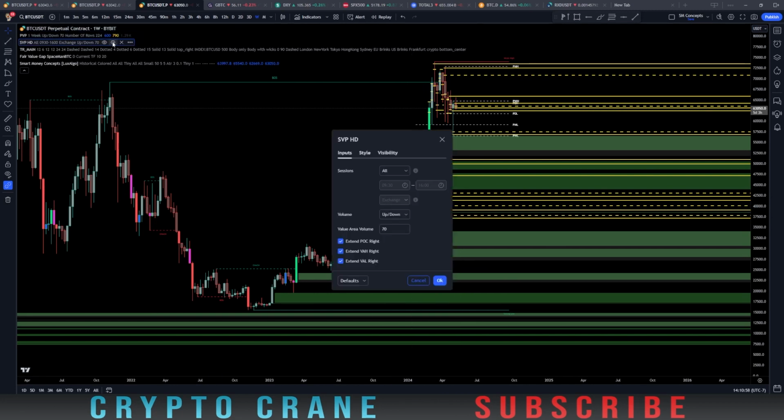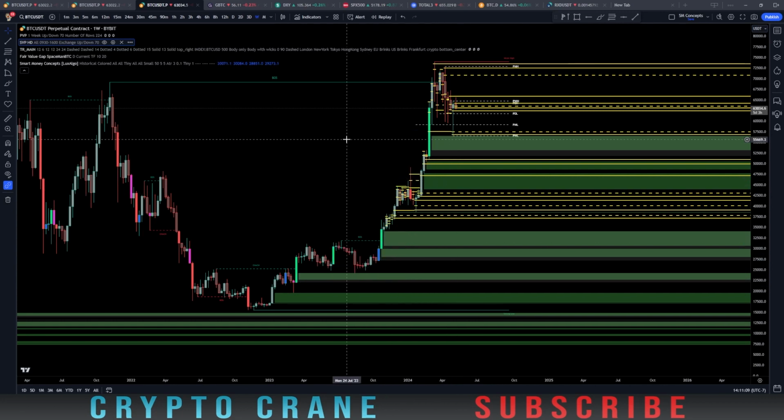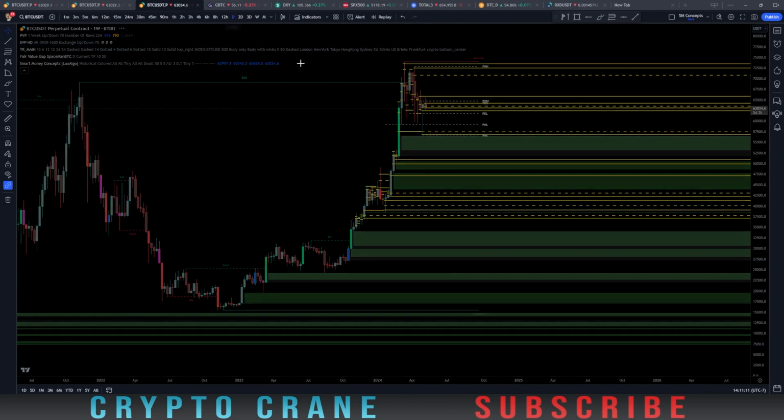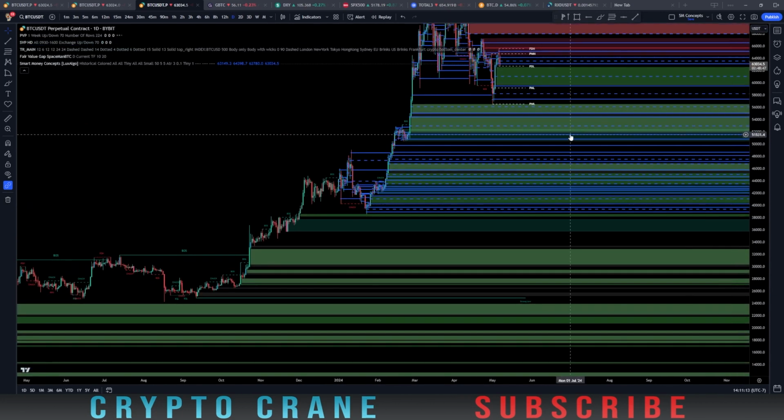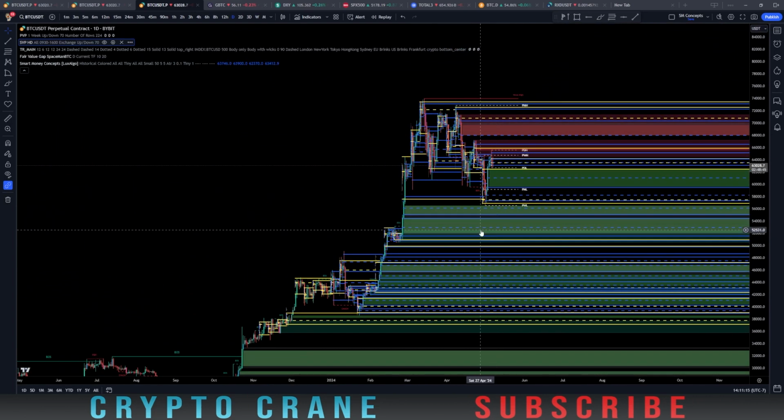I would then have a session volume profile. This is set to daily, right? So I have the daily session volume profile, the weekly session volume profile, and if we actually jump into here to a day, you can actually see the blue is the daily profile, and the yellow is the weekly profile.